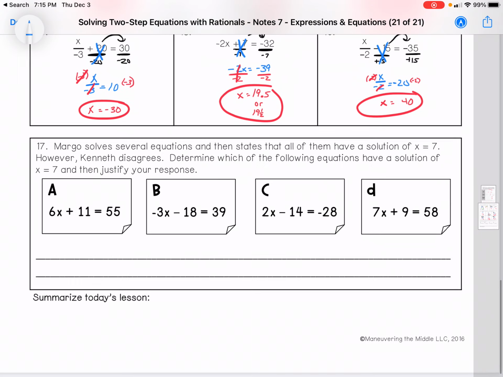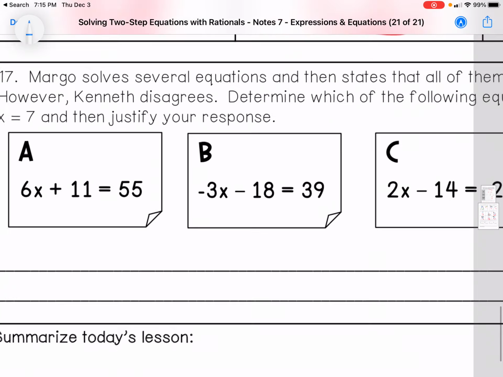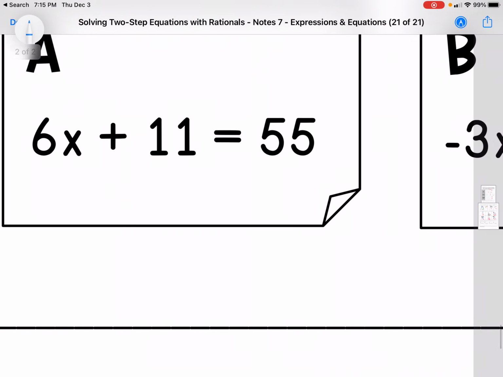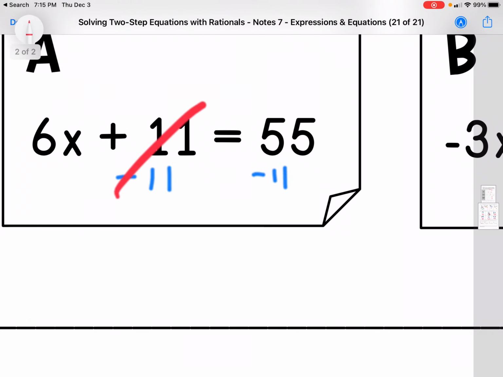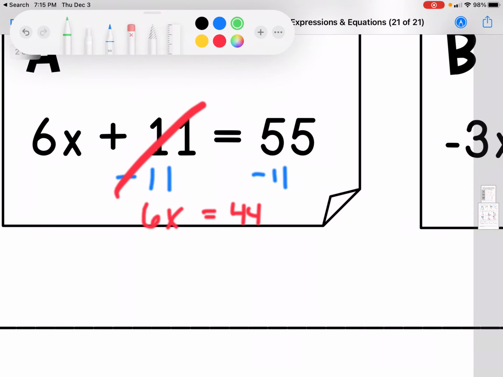Margot solves several equations and then states that all of them have a solution of x equals 7. However, Kenneth disagrees. Determine which of the following equations has a solution of x equals 7 and then justify your response. So we just need to work them all out, okay? I'm going to work them out right there below them. Like terms, we're going to subtract 11 from both sides. Those are going to cancel, and I'm going to be left with 6x equals 44. And then I am going to divide by 6.